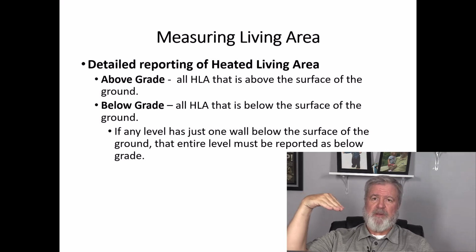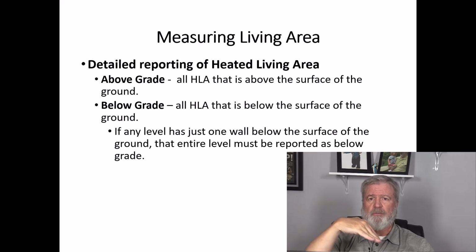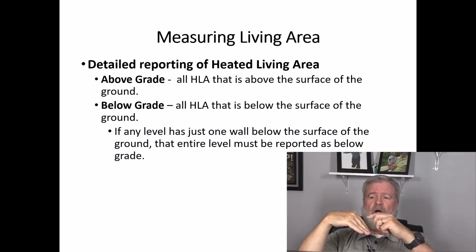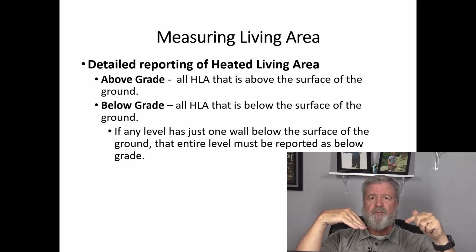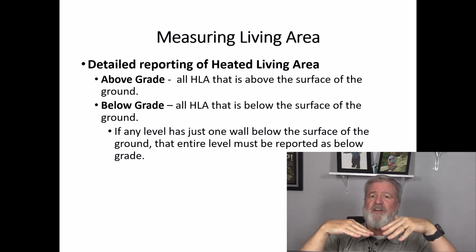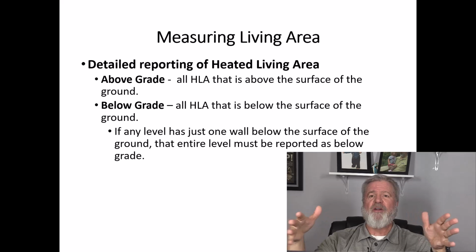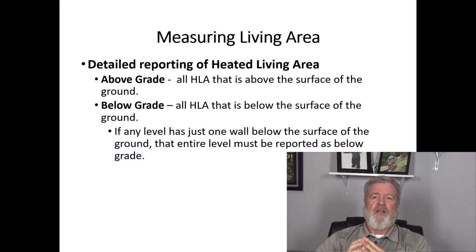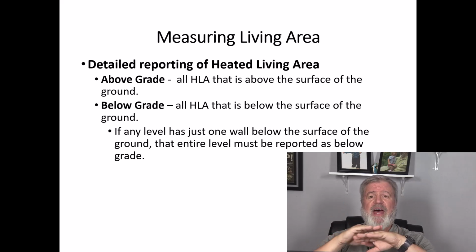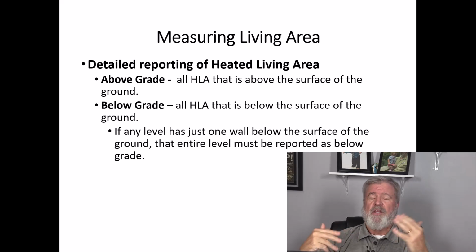Even though it might be built on a slope. The house is built on a slope, right? So up here, it might be a little bit below grade. But as you go out to this side of the space, because the slope lays out, there's no dirt against this exterior wall. Doesn't have to be. Only one wall has to have dirt or earth adjacent to that wall, and that entire level, however many square feet is on that level, is considered below grade.